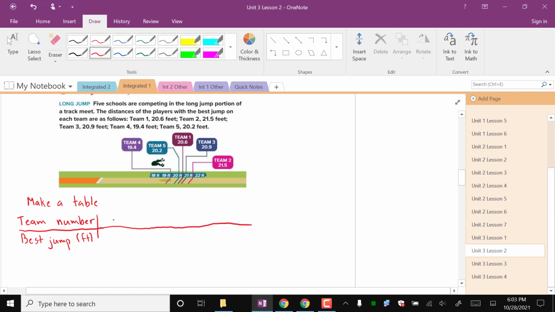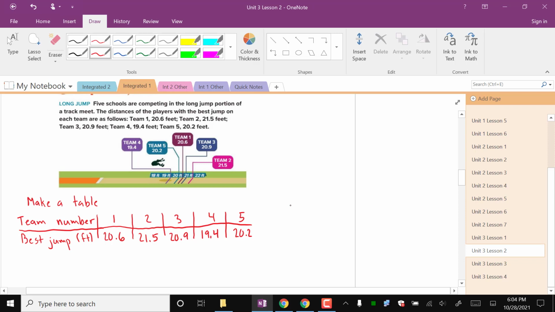So we have team 1, team 2, team 3, team 4, and team 5. Team 1's best jump was 20.6. Team 2's best jump was 21.5. Team 3's best jump was 20.9. Team 4's was 19.4. And Team 5's was 20.2.